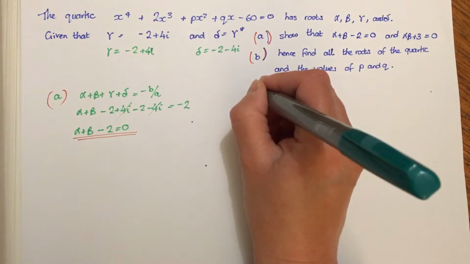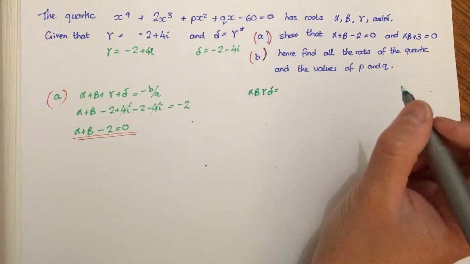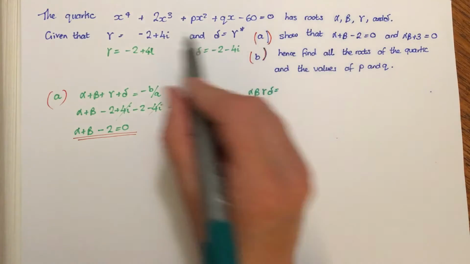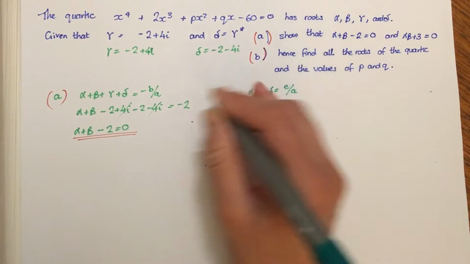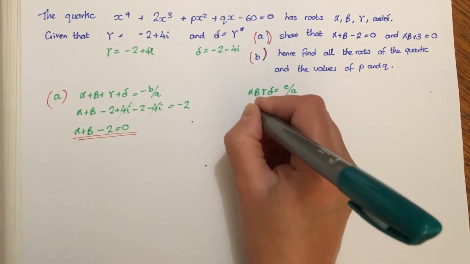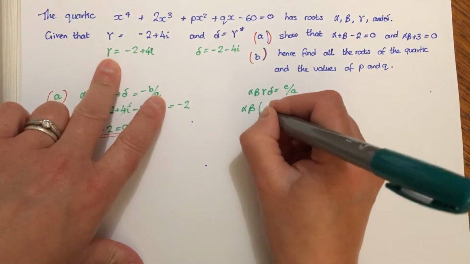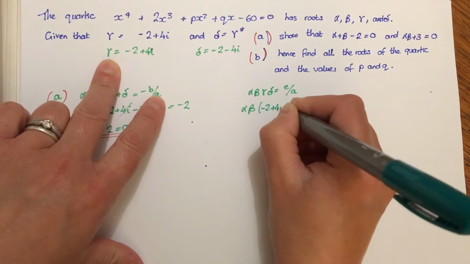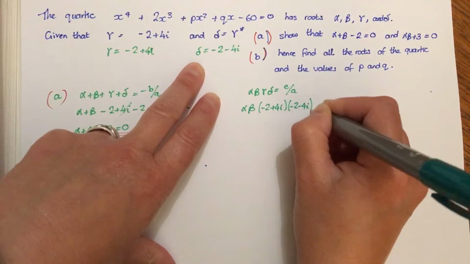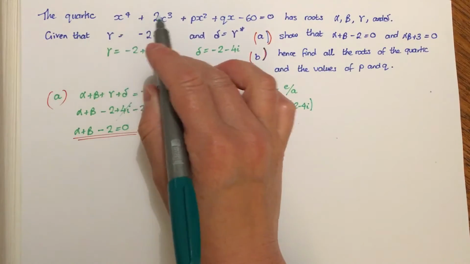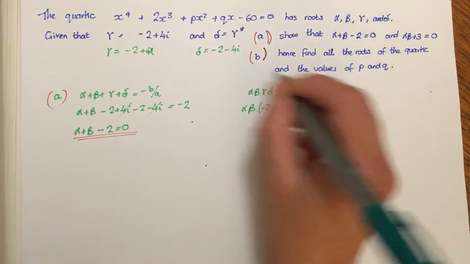So I know that alpha, beta, gamma, delta is E over A. Actually, I'm going to put it in for now. E over A. Right, alpha I don't know. Beta I don't know. Gamma I do know. Delta I do know. And that's equal to E over A, so 60 or minus 60 over 1.